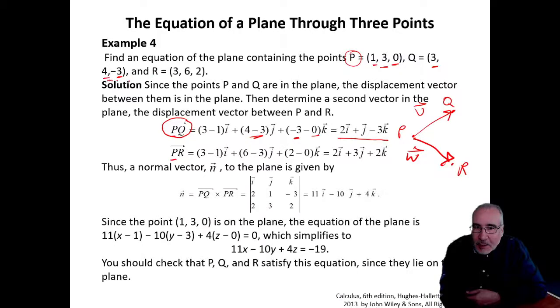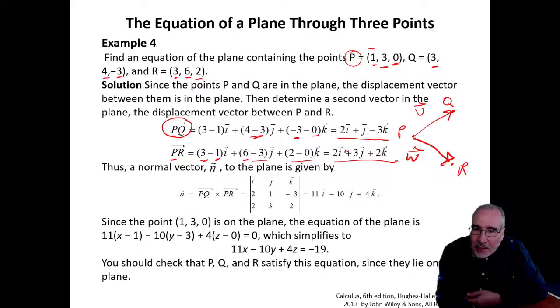For R, we do the same thing. So again, we're going P to R. We start with R. So this 3 comes from here. The negative 1 comes from subtracting the X coordinate. To get the J coordinate, we start with 6 because that's what's in the R. So 6 minus 3. And then the last one will be 2 minus the last, the K coordinate, Z coordinate. And we get these vectors.